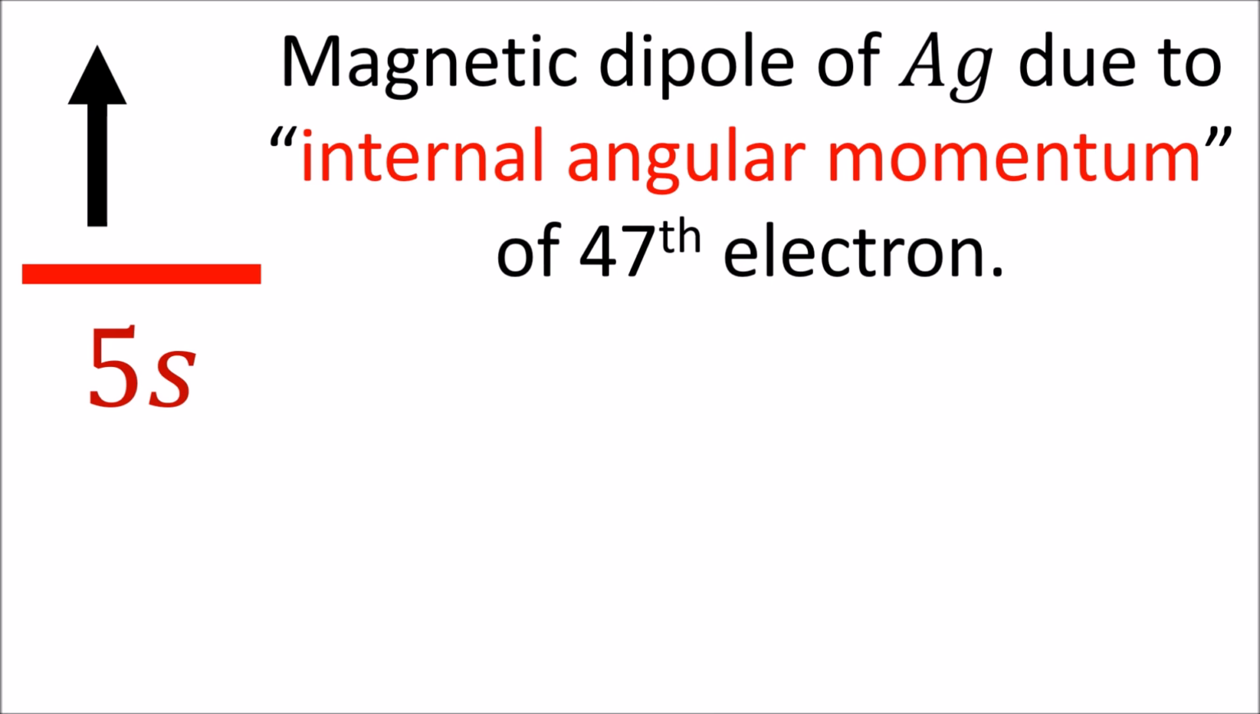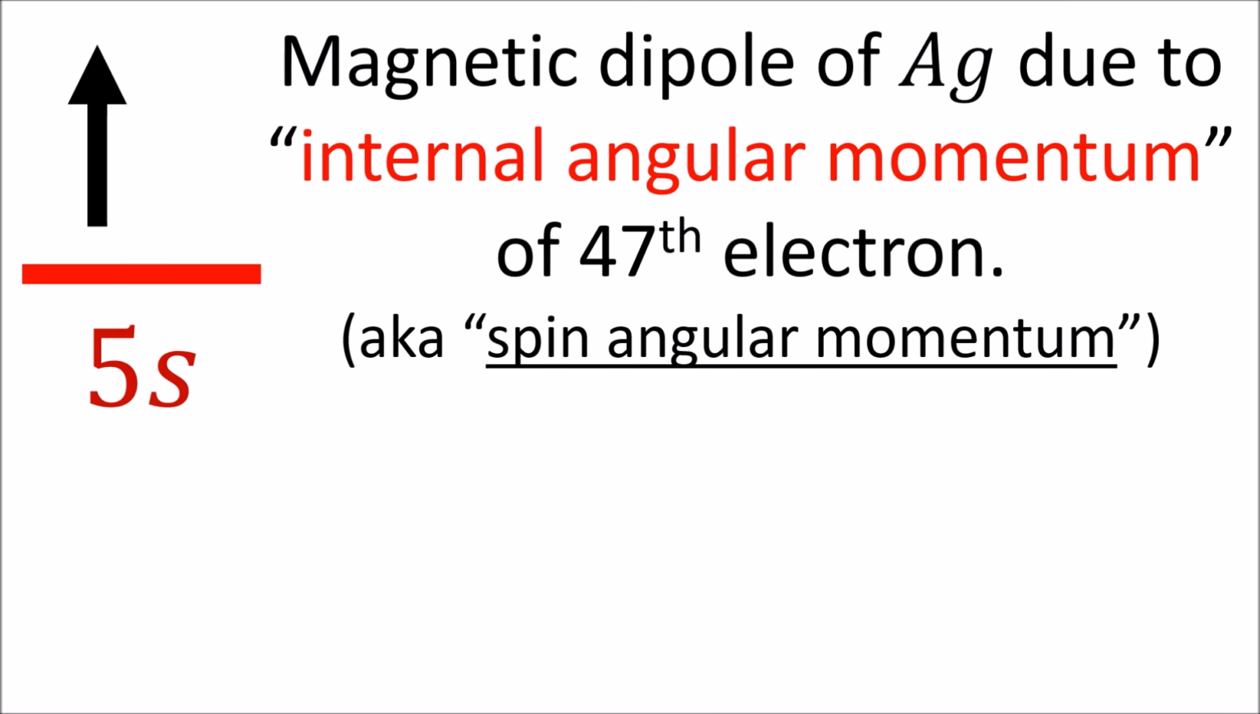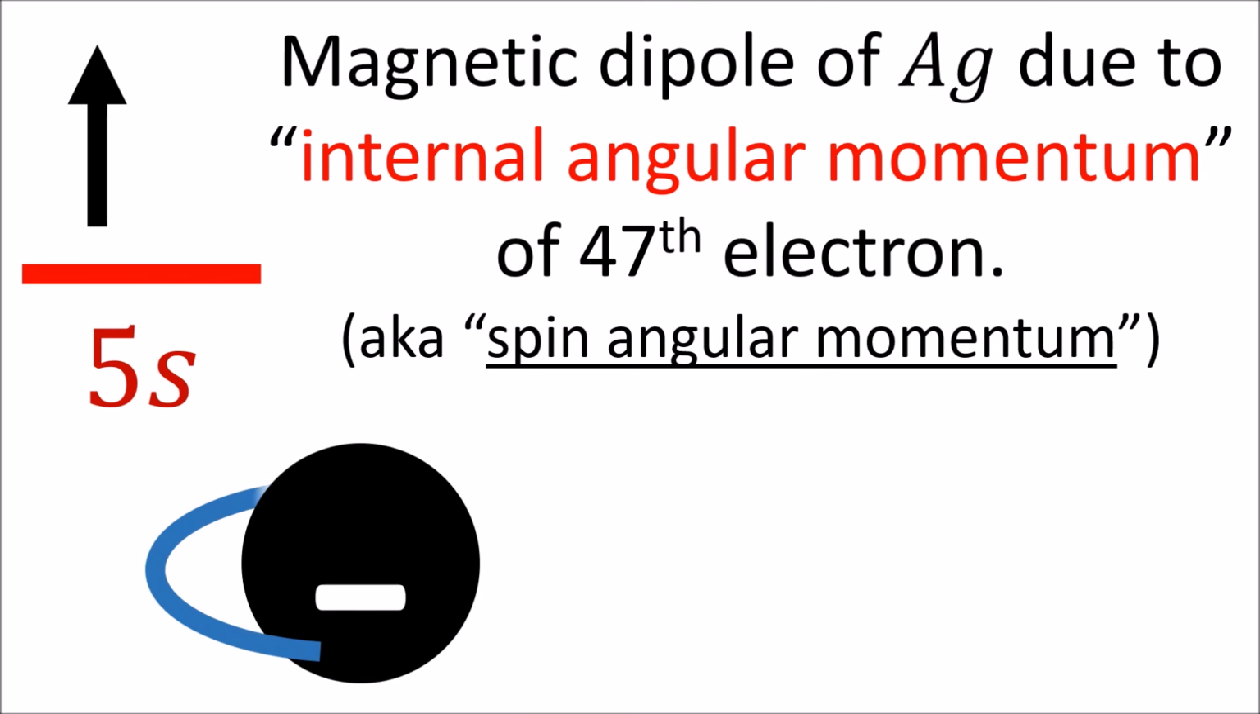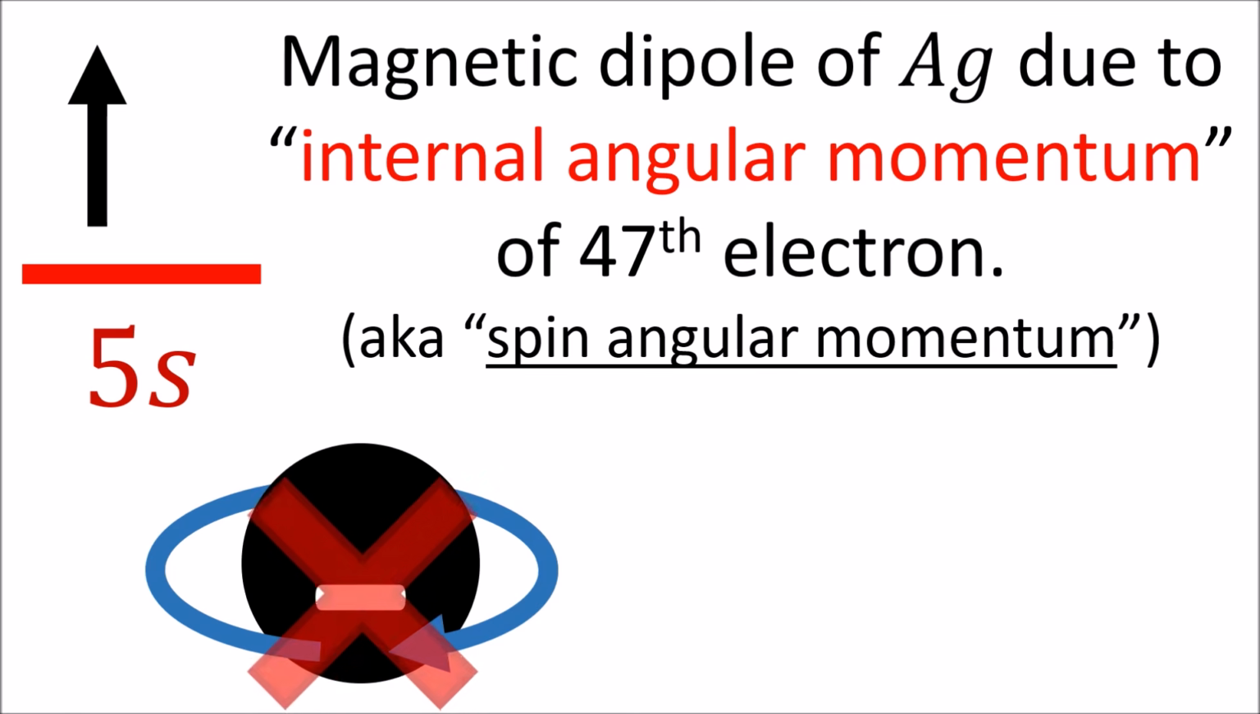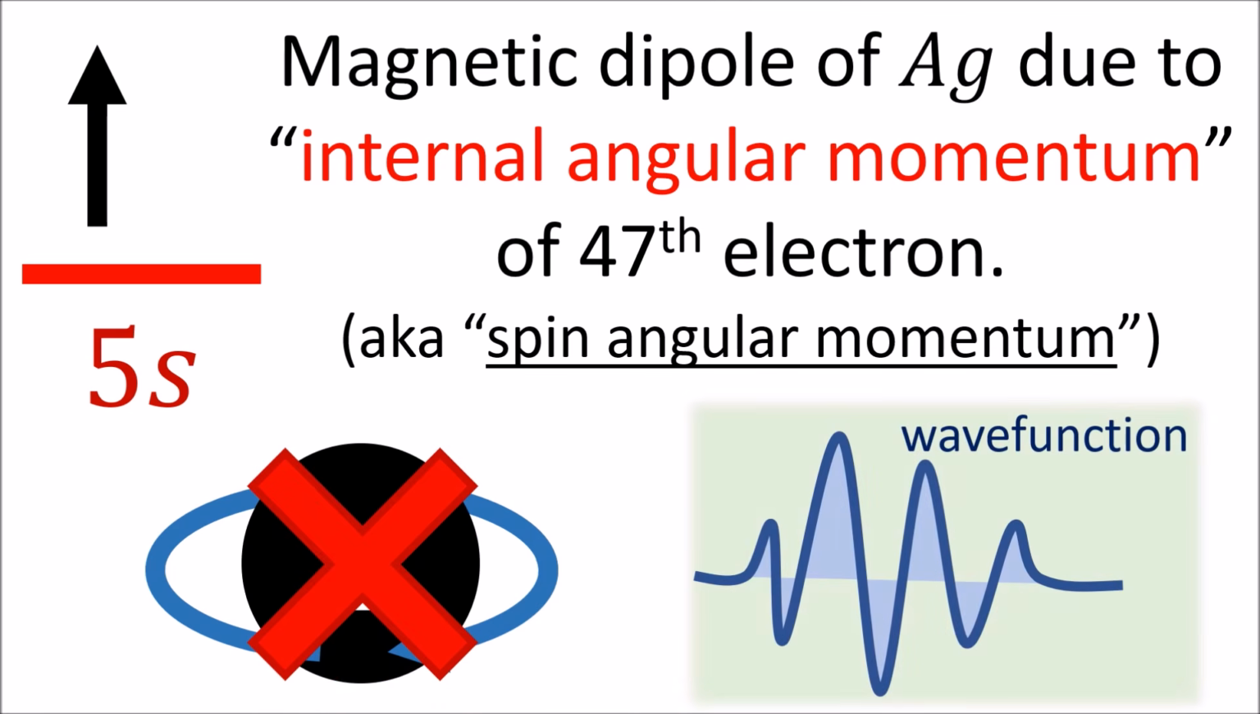Instead, the magnetic dipole in silver atoms is due to the 47th electron's internal angular momentum, also called spin angular momentum. This internal angular momentum is sometimes envisioned as being due to the electron spinning on an axis, like a ball. However, in reality, electrons are described by wave functions, and are not tiny spinning balls, so this explanation also fails to explain the magnetic dipole. The concept of an electron having internal angular momentum has a reputation for being very difficult to understand.